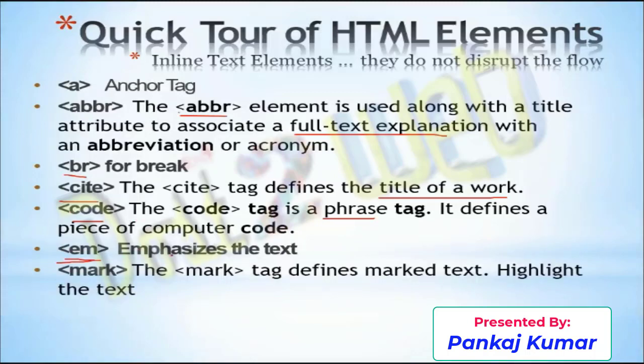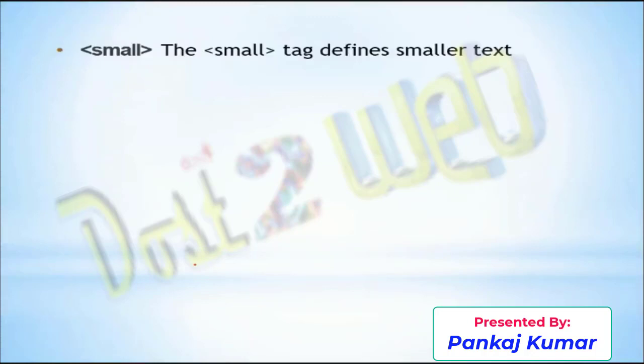Then mark, the mark tag defines marked text. That means you want to highlight the particular text, how I am just highlighting with the cursor. The same way, if you want to highlight the particular text, then you have to use the mark tag. Like this, so many tag elements are there. You can use them as per your web application requirement, but you have to learn all the tags.